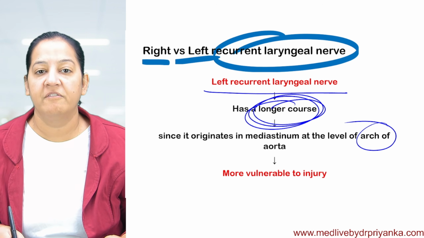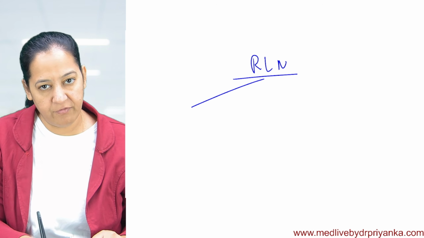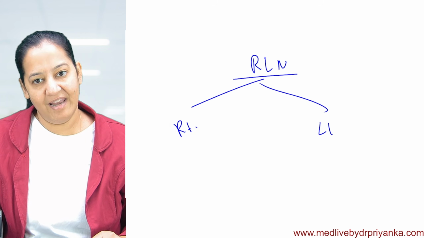Very common MCQ: why is the left more prone to injury? So there are two RLN. Recurrent laryngeal nerves are of two types, the right and the left. Now you get an MCQ.